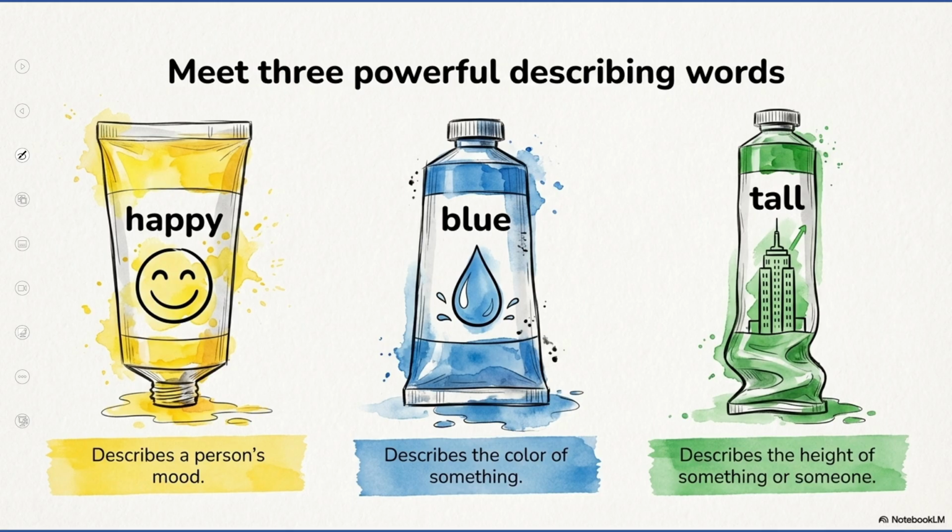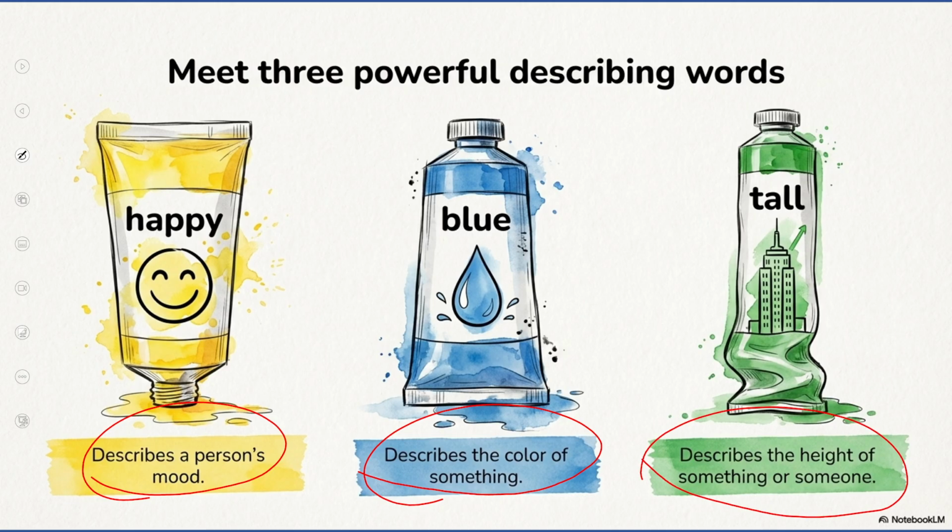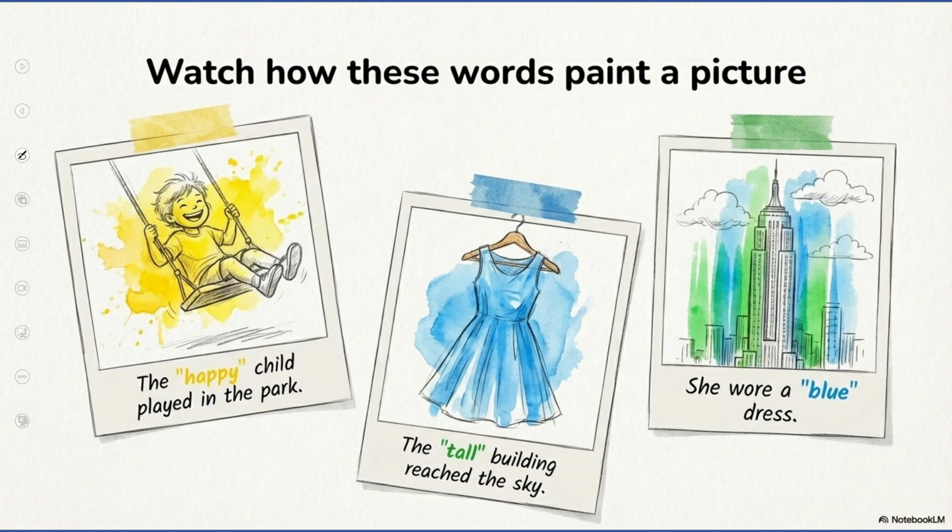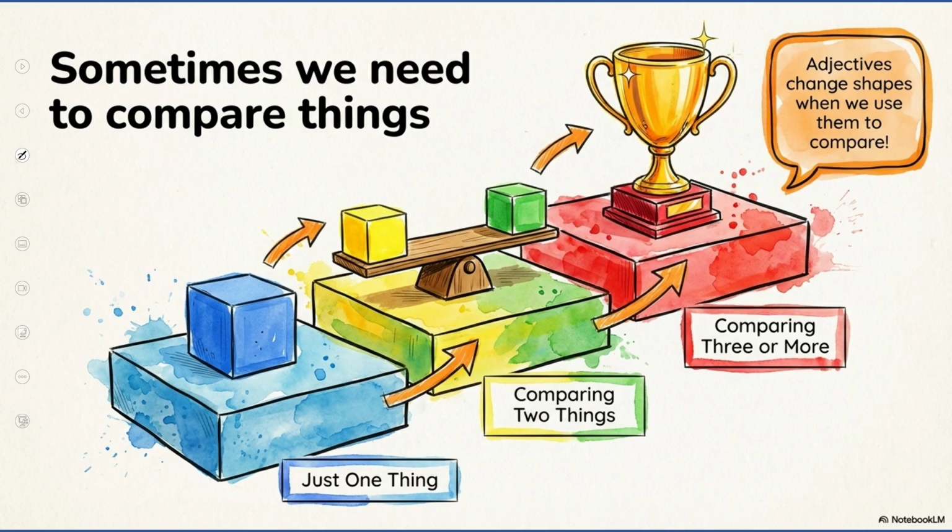Now, it can describe a person's mood, it can describe the color of something, and it can describe the height of something or someone. For example, the happy child played in the park. In this case, the word happy is describing the mood. The tall building reached the sky. In this case, the word tall is referring to the height, and she wore a blue dress. So blue is telling you about the color of the dress.